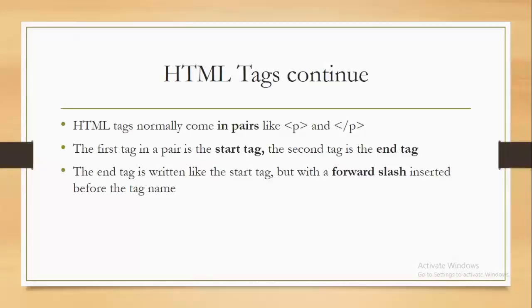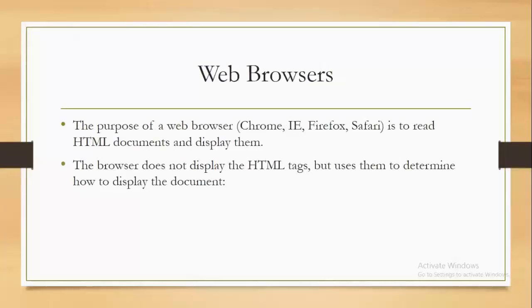You've heard me also mention browser. So what is a browser? A browser is what the web pages are actually rendered or displayed in. So examples of browsers are Chrome, IE, Firefox, and Safari. So the browser reads the HTML documents and displays or renders them. The browser does not display the HTML tags themselves, but it uses them to determine how to display the documents. So the tags do not show up in your browser. But what you actually see is the content of your web page.